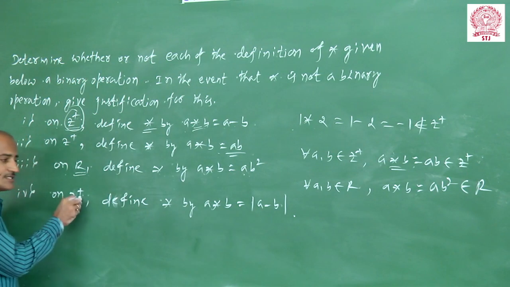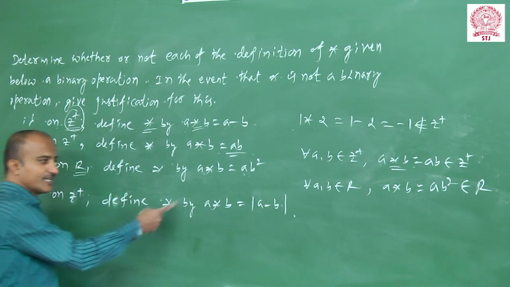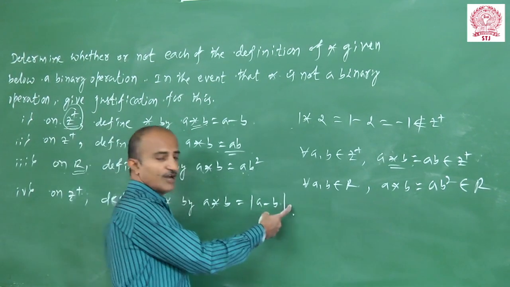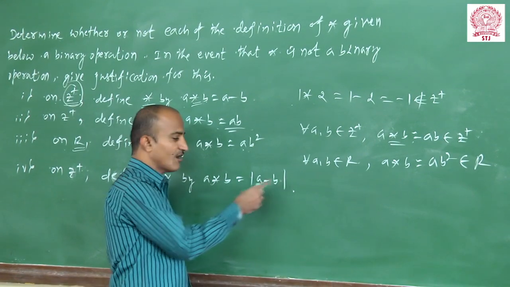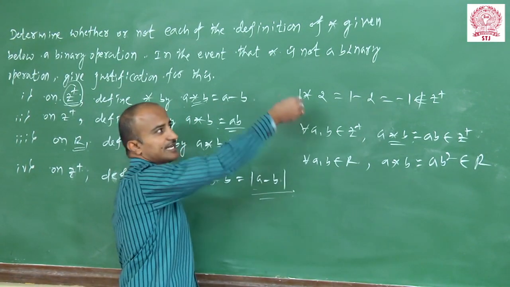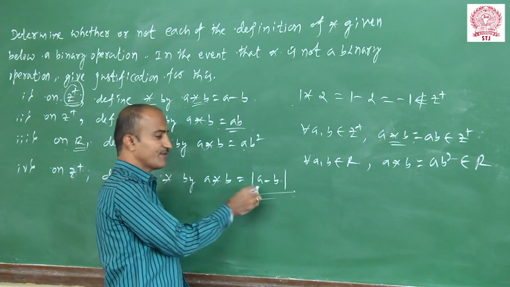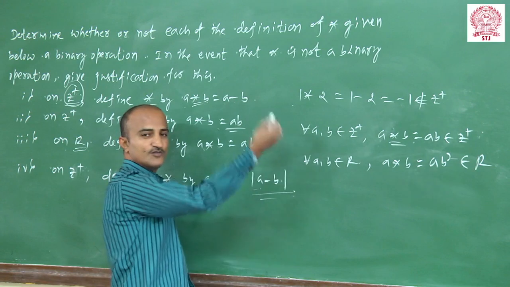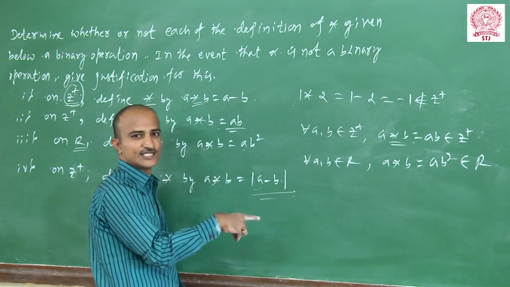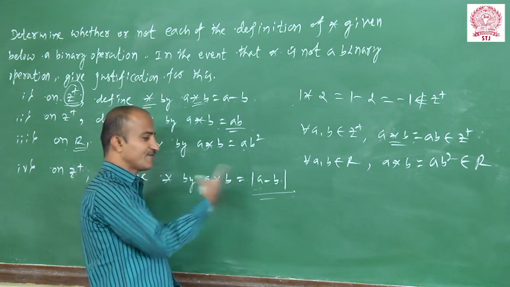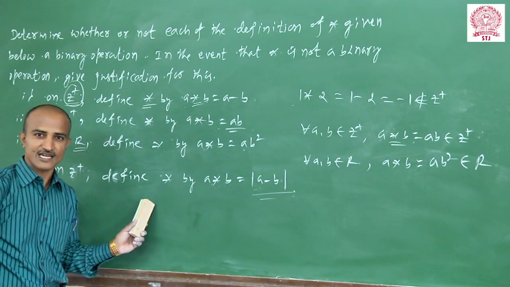Now, on Z plus, the set of positive integers, star is defined by a star b equals mod of a minus b. Always you will get a positive integer. Take the first example only. If you take 1 star 2, that will be mod of 1 minus 2. We get mod of minus 1, which is nothing but 1, where 1 is a positive integer. That belongs to the same set. Therefore, star is a binary operation.